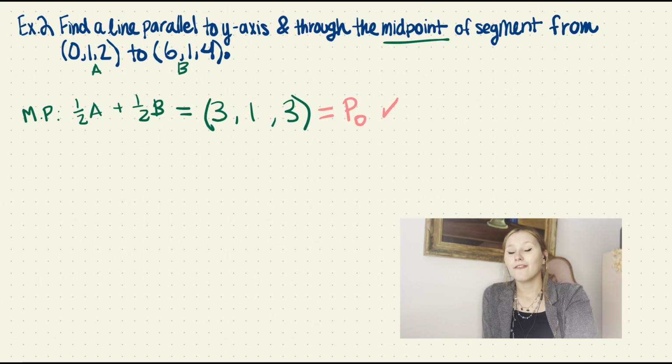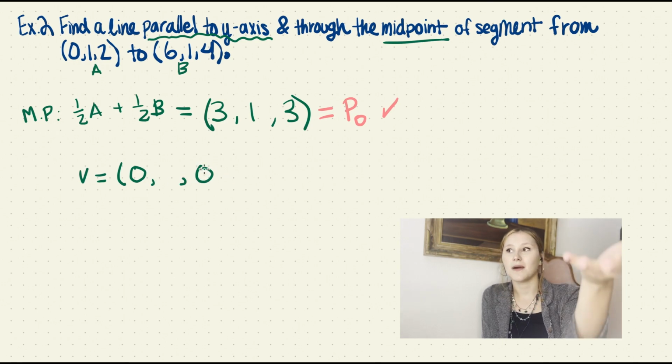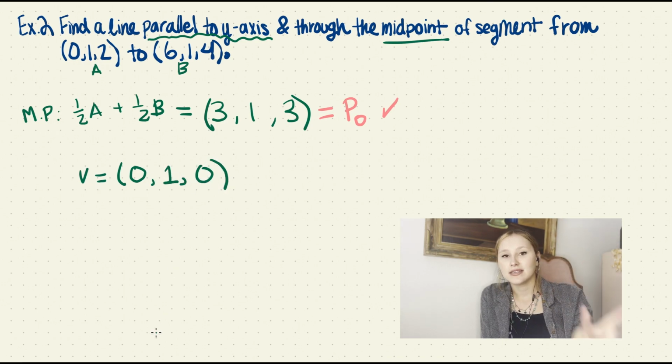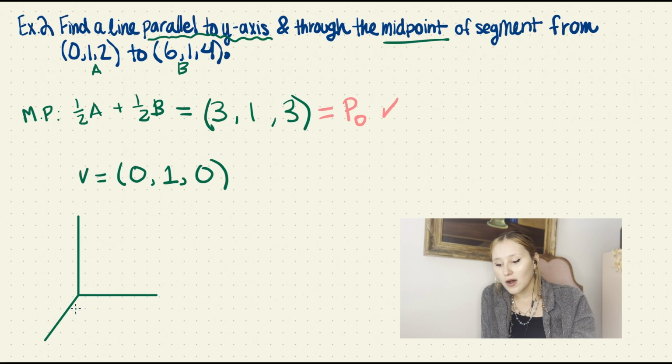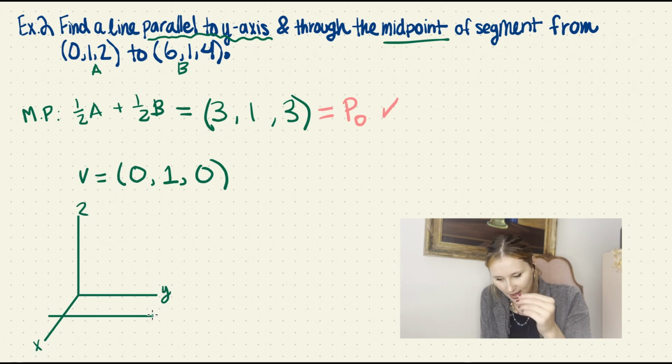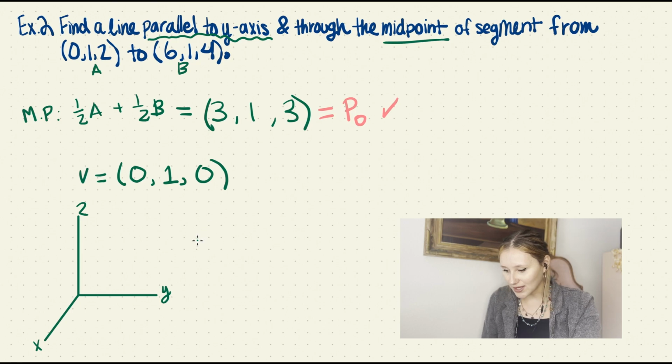So find a line parallel to the y-axis. There we go again, y-axis. So if the line is parallel to the y-axis, think about it. So x and z directions will not vary at all. It will only move in the y direction. So boom, we get 0, 1, 0. And I have a little diagram drawn here for you guys. So boom, boom, clap. That's all you needed to do.